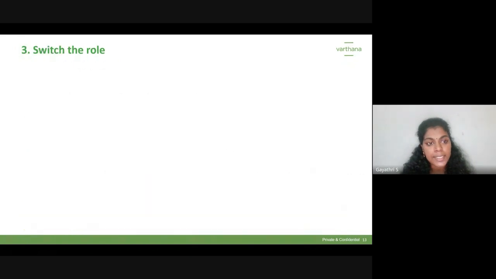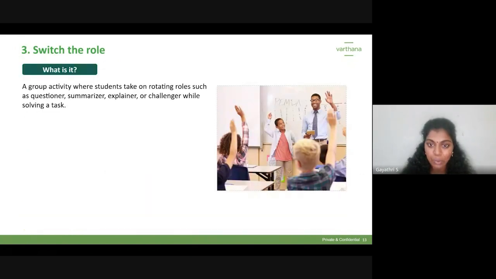If we go to the next strategy, that is switch the role. Here again it's a group activity where each and every student is encouraged to take certain roles, and we'll keep rotating these roles. What are these roles? Like questioner, summarizer, explainer, challenger, right? This is predominantly used where a problem has to be solved or a task has to be solved.